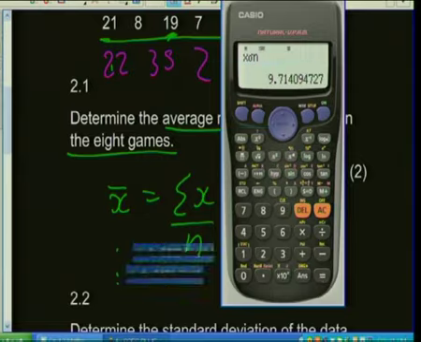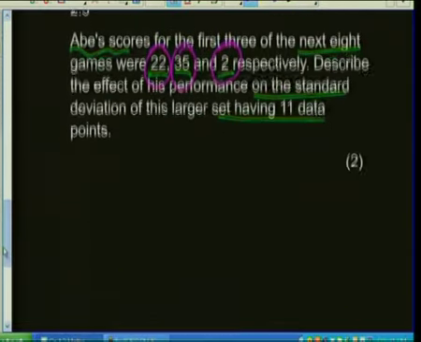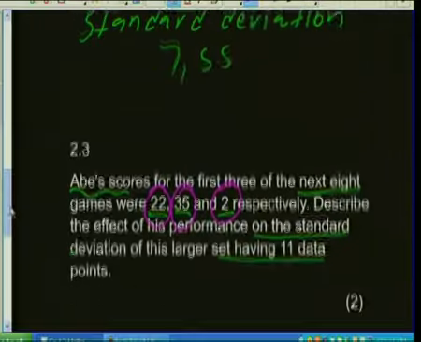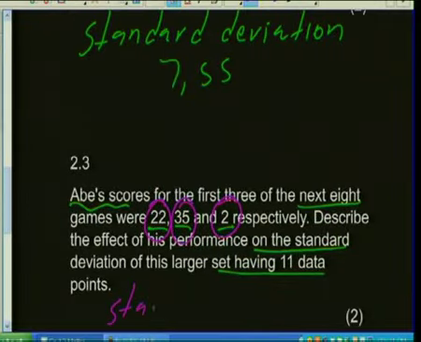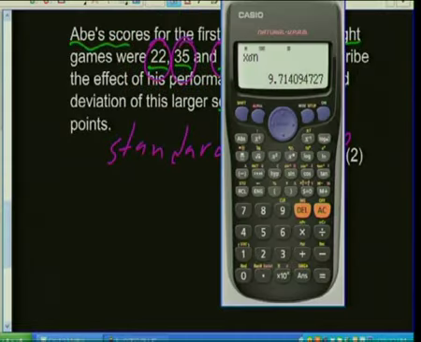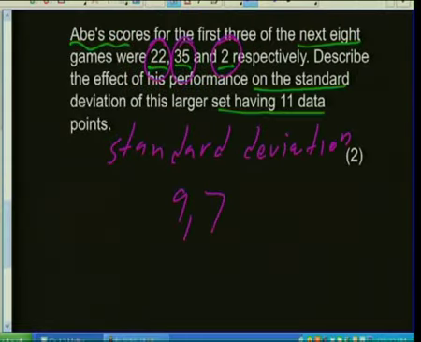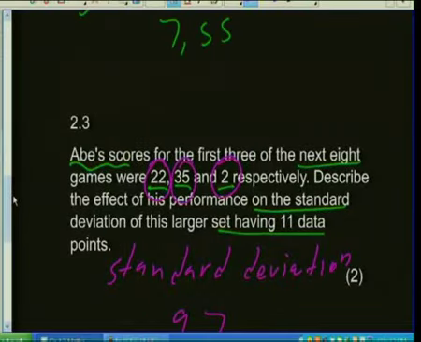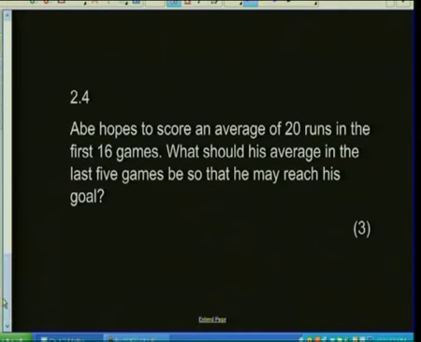Okay, so what does it mean? After playing 3 more games, we gather the standard deviation. The standard deviation of Abe now is 9.7. What does it mean? The standard deviation increased. Okay, good. I hope it makes sense, guys. What I did: you play 3 more games, what is the effect on the standard deviation? Put the 3 more data, then calculate the standard deviation. Then the standard deviation increases. Okay, nice, great. Now, let's see, 2.4.